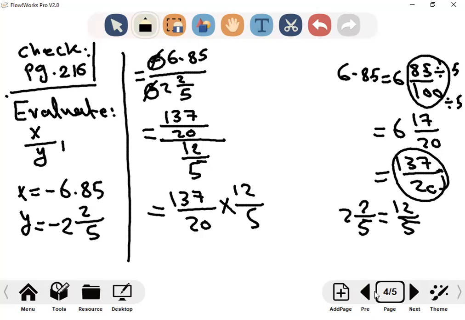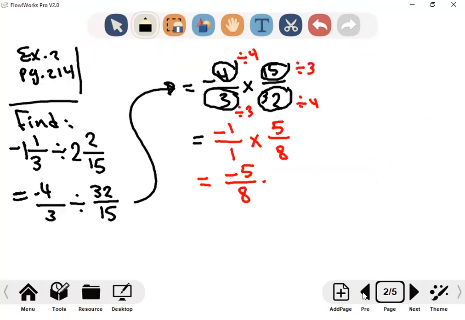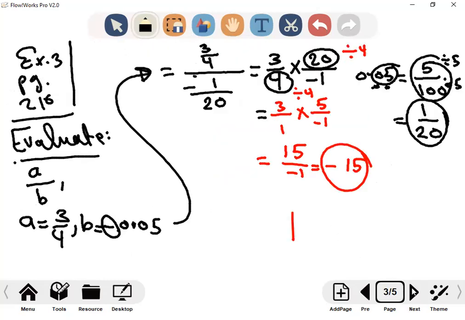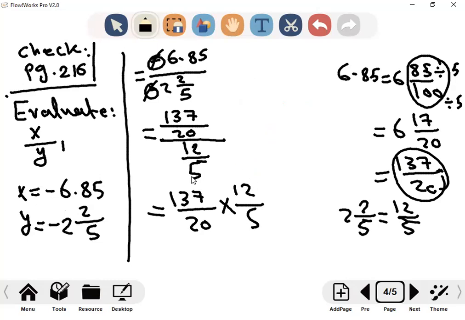Come back here. What we said here: the first one stays the same. The division will be multiplication. What do we do with the second fraction? Flip it. Did you flip it here? No, you didn't. So we need to flip it. It will be 5 over 12.